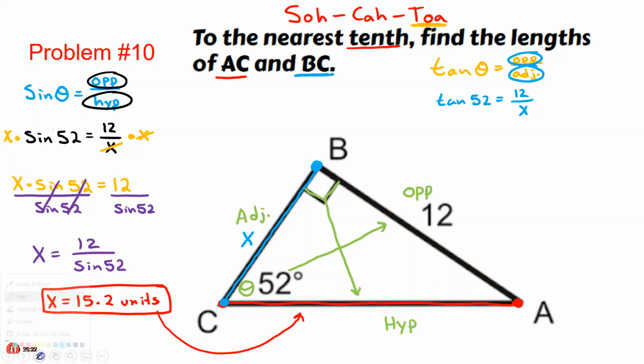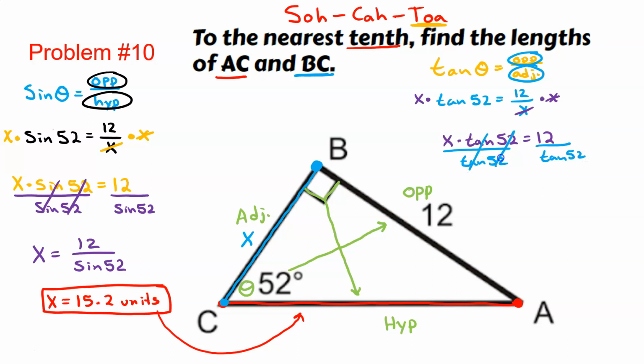Just like the last one, we're going to go ahead and multiply both sides by x to get rid of that fraction. So I'm left with x times tangent of 52 degrees is equal to just 12 because the x's cancel out. Well, if I divide both sides now by tangent of 52, that should give us x all by itself, and we can go ahead and plug that into the calculator. So we're left with x is equal to 12 divided by tangent of 52 degrees.